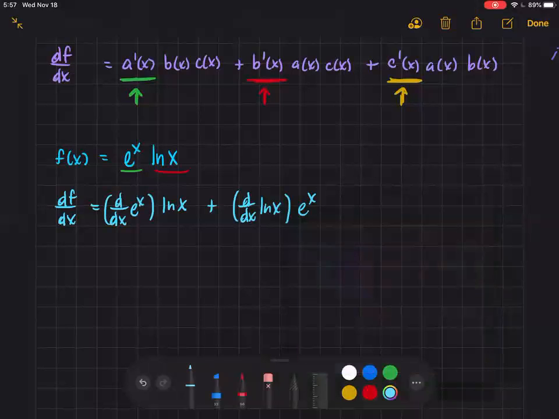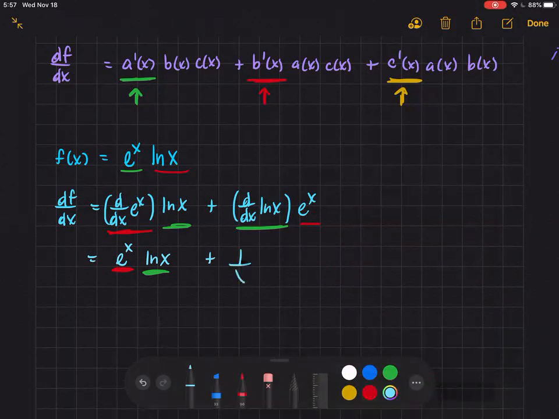Okay. Well, what's the derivative of e to the x? The derivative of e to the x is just itself. So I'll do e to the x, and then I multiply that by ln x. So this is this, and this is this over here. And then here's my original ln x. Likewise here, I'll underline these as well. So the derivative of ln x is going to equal 1 over x, right? And then multiplied by my e to the x over here. And this is my final equation.